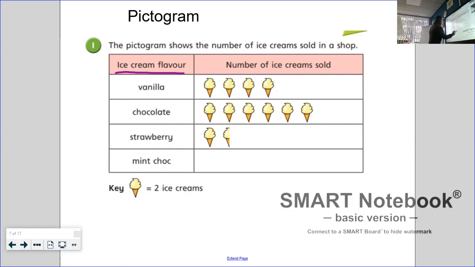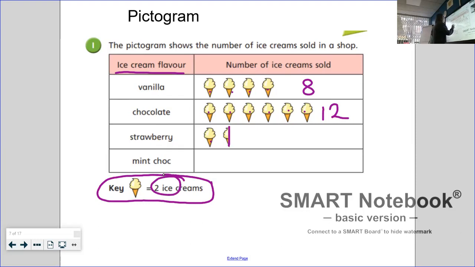So the first thing I need to do is look at the key. 1 ice cream equals 2 ice creams. So 1 picture of an ice cream equals 2 ice creams. So I've got 2, 4, 6, 8, and I write it here just to help me out. I've got 2, 4, 6, 8, 10, 12. I've got 2, but then I've got a half one here. And I know that it's half of this. So it's half of 2, 1. So I've got 2 and 1, I have 3 here. And my mint choc chip is currently blank. So that's going to help me, guys, while I'm answering questions. I've really started to understand the pictogram.